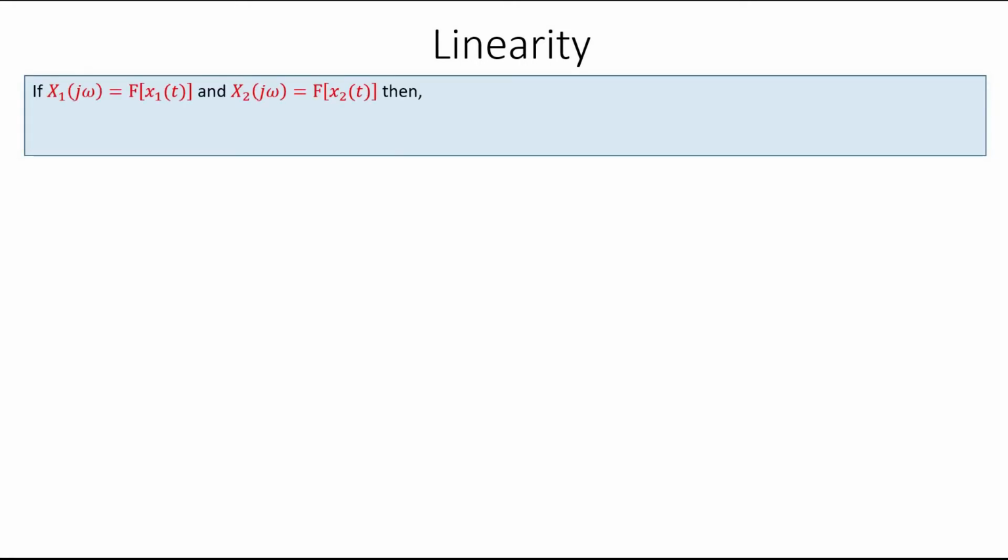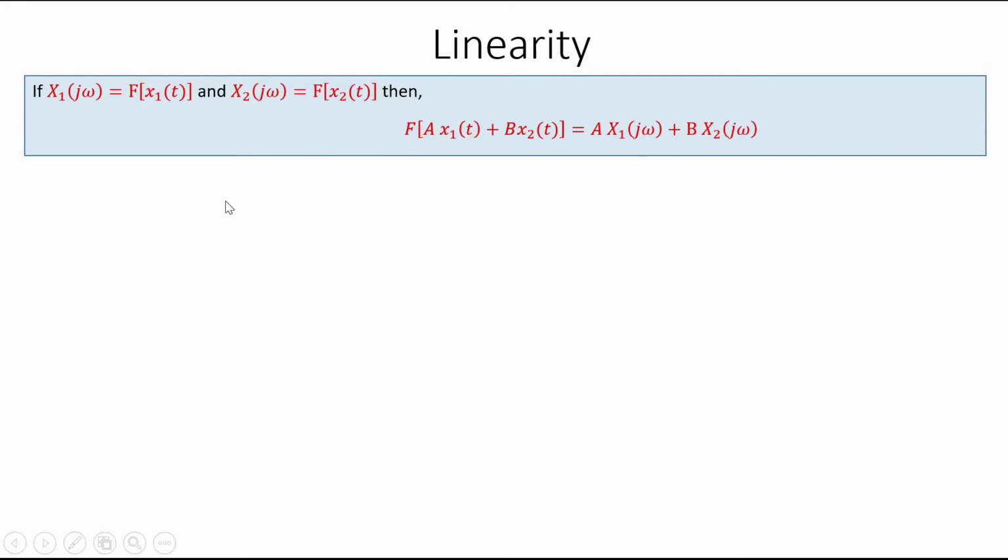The property linearity is defined as follows. If x1 of j omega is the Fourier transform of x1 of t, and x2 of j omega is the Fourier transform of x2 of t. There are two signals, x1 of t and x2 of t, and their Fourier transforms are x1 of j omega and x2 of j omega. Then the linearity property states that the Fourier transform of the function a into x1 of t plus b into x2 of t will be equal to a into x1 of j omega, that is the Fourier transform of the first function, plus b into x2 of j omega, that is the Fourier transform of the second function.